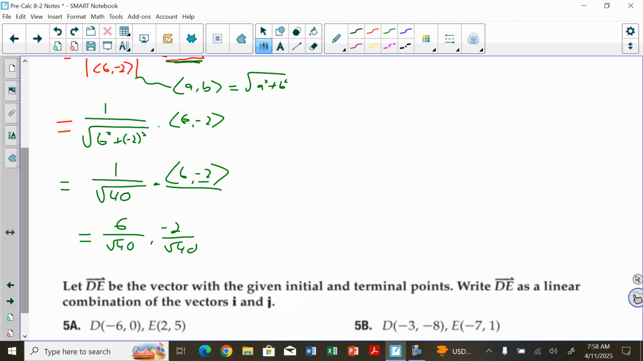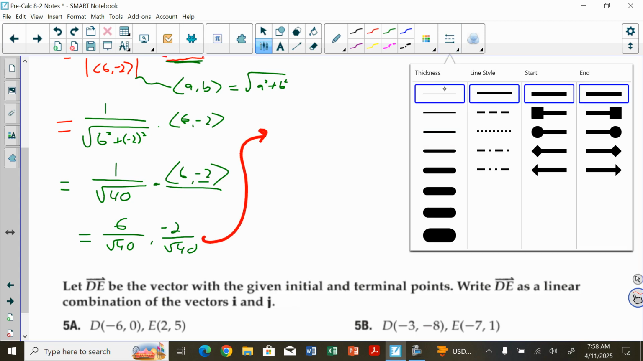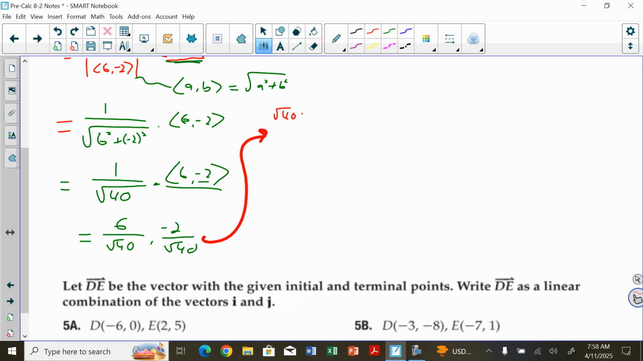All right, now we just have to remember that with the square root of 40, we have to rationalize this. So I'm just going to rationalize the square root of 40. When I do that, I also have to remember that the square root of 40 is actually equal to 2 times the square root of 10, okay?